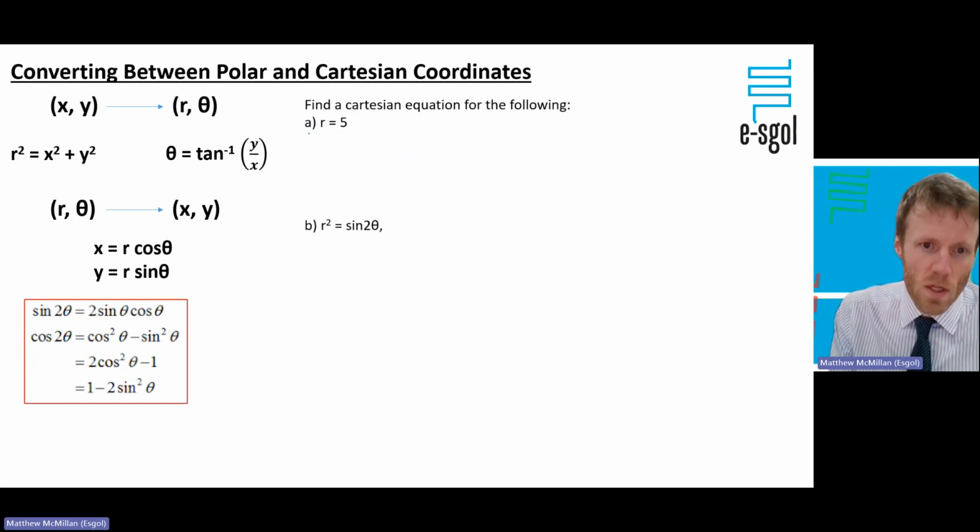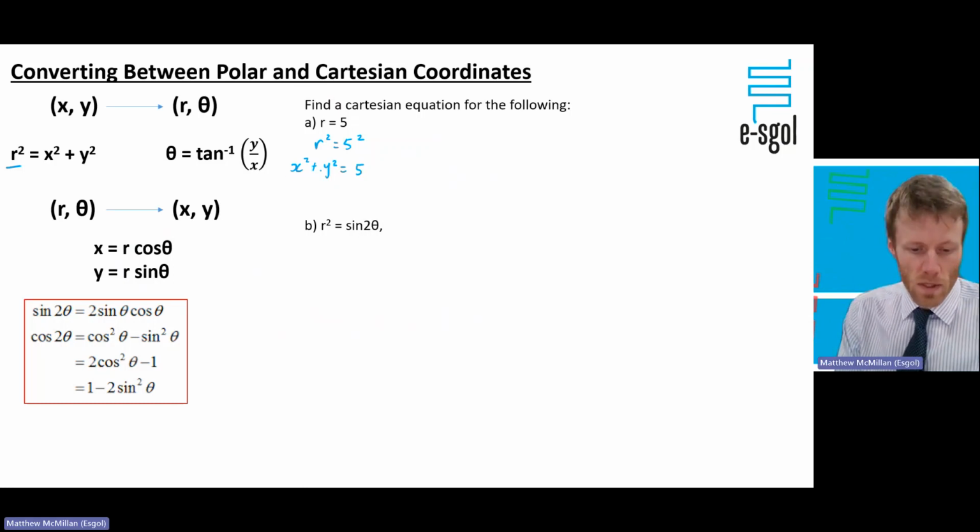If we do want to turn this into a Cartesian equation and we're unsure, we could square both sides, so we get r squared equals 5 squared. And that has then given me r squared. So I know that r squared is x squared plus y squared equals 25. And x squared plus y squared is, of course, the equation of a circle. So to do that, I squared both sides, so something to the power of 2 for both sides.